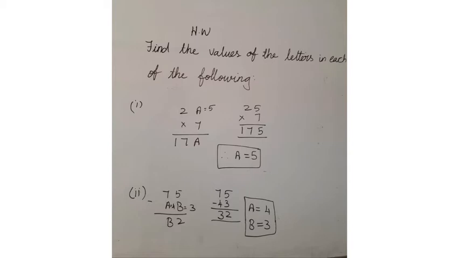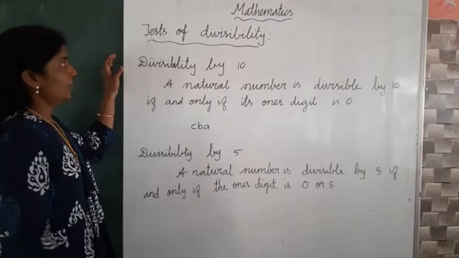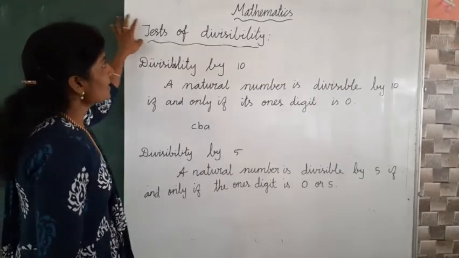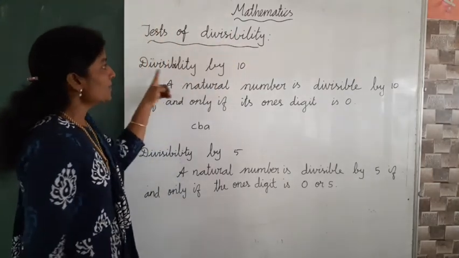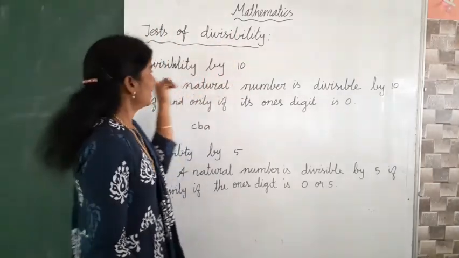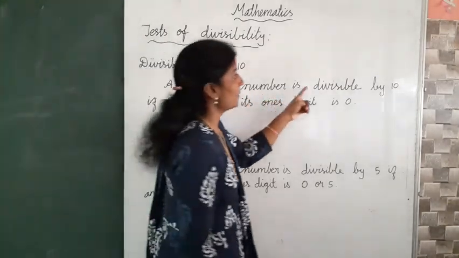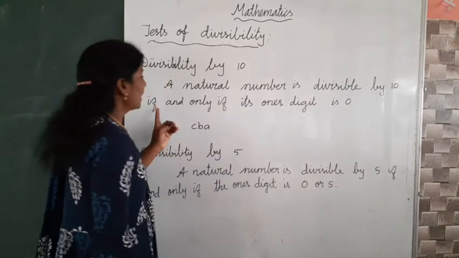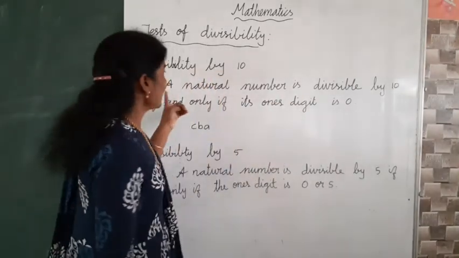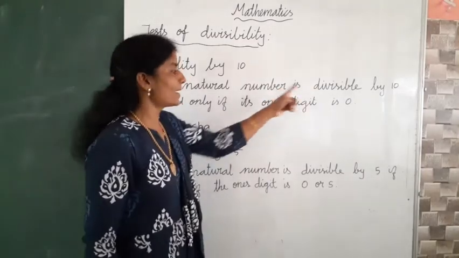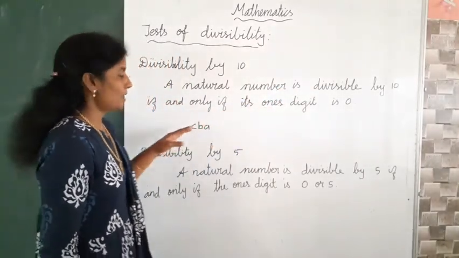Today we are going to study about test of divisibility. Divisibility by 10. A natural number is divisible by 10 if and only if its ones digit is 0.